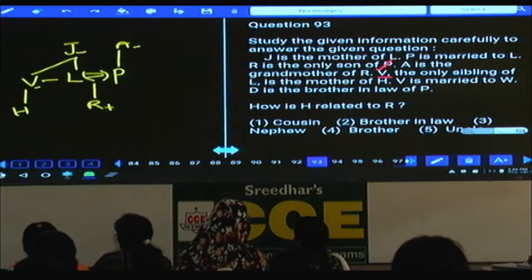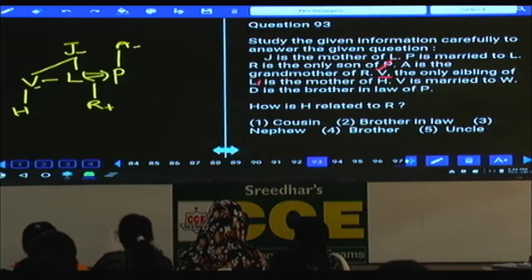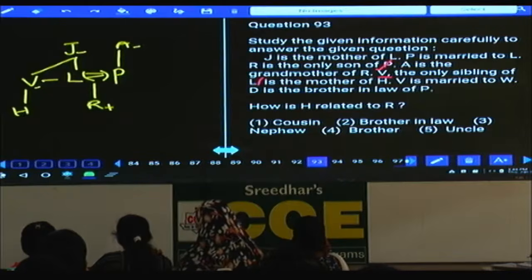Clear now? And in the place of this one, if there is a word called who, then we need to talk about this L. Then next one. Now V, the only sibling of L, is the mother of H. V is the mother of H.